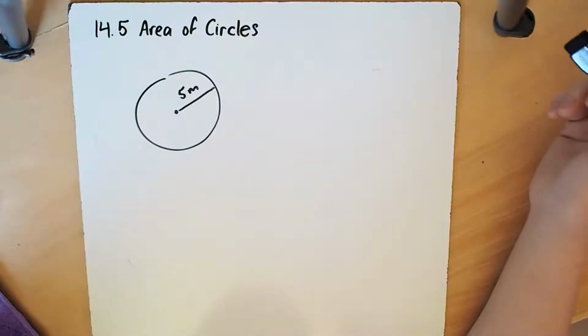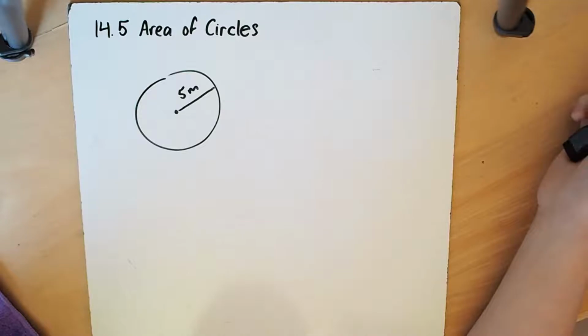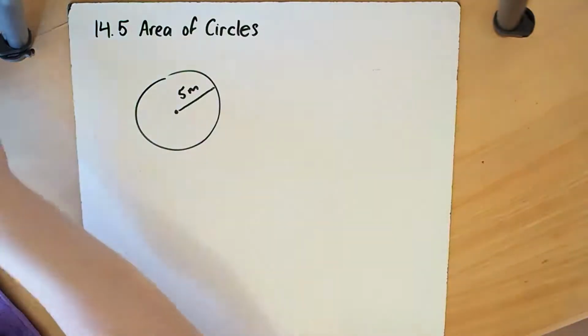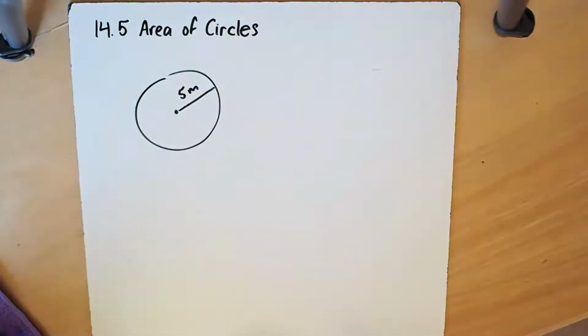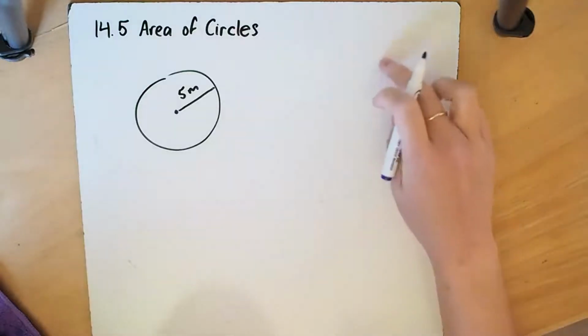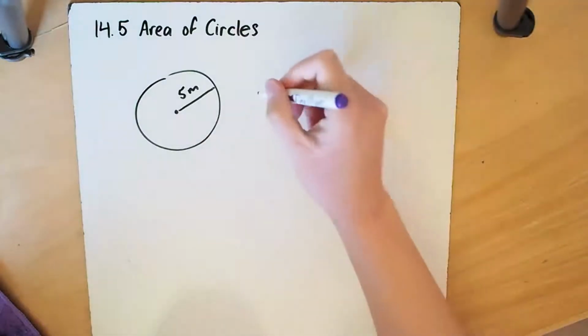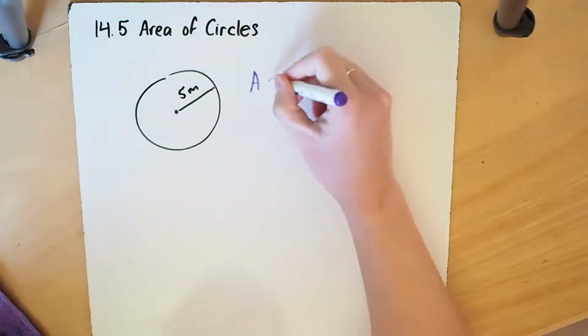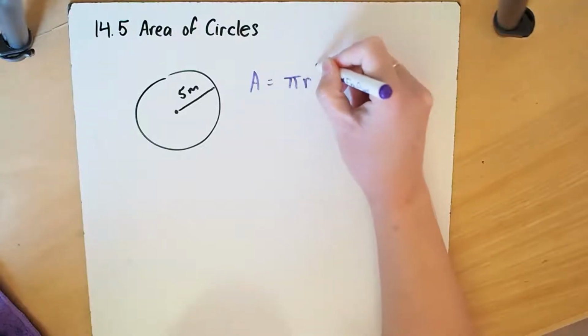Yesterday we talked about the circumference of circles, meaning the distance all the way around the outside. Today we're going to talk about the area of circles. There's a formula I'd like you to write down, which is used to find the area of all circles. That formula is the area equals pi r squared.